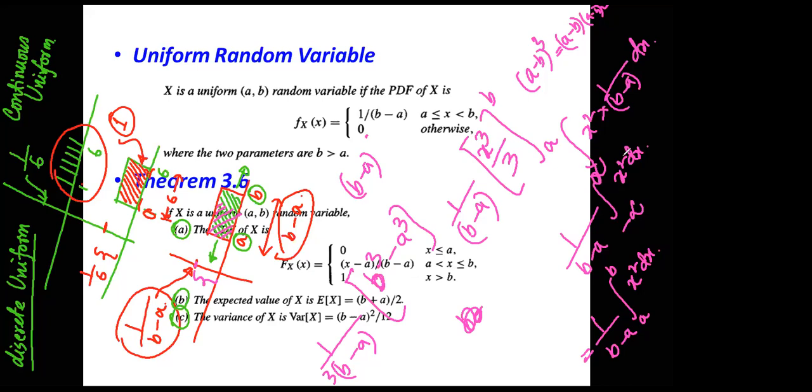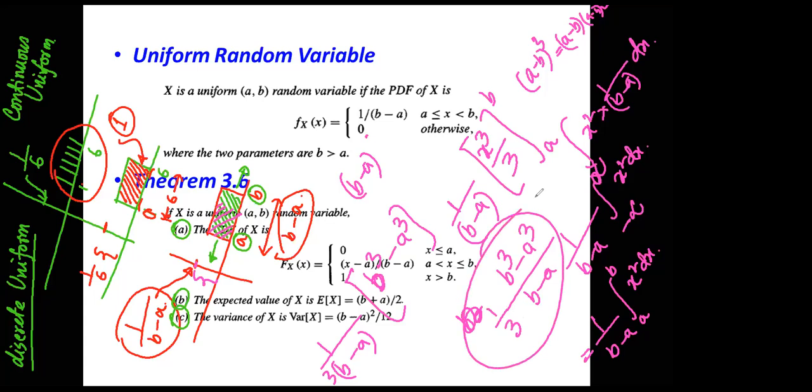Okay, no problem. This is actually the x square, isn't it? This is x square. Okay, no problem. So that one is b cube minus a cube. That one is b cube minus a cube divided by b minus a, times 1 by 3. Okay, that one is the expected value of x square, isn't it? All right. Yes, sir.